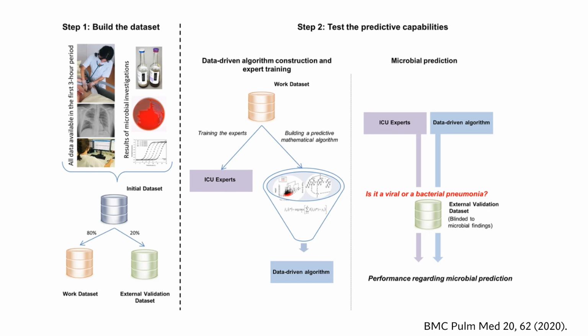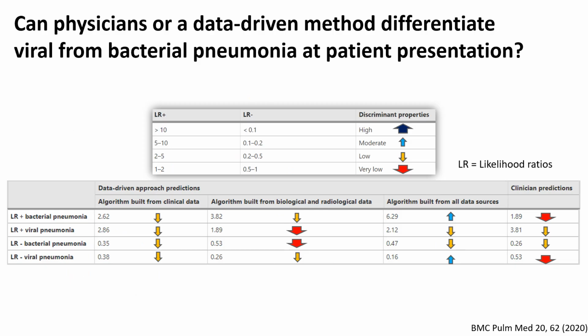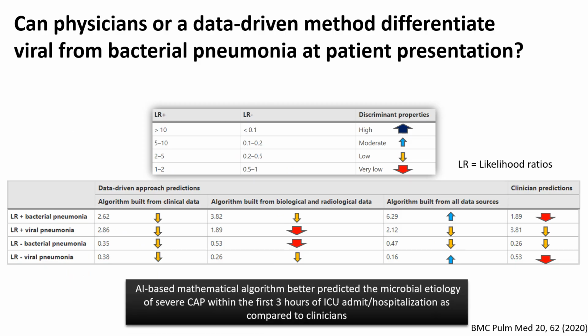And similarly, the information was also provided to this data-driven algorithm, which was an AI-based tool to come up with the same answer, whether that pneumonia is viral or bacterial. So both these arms of the study had their own results, and these results were compared with external validation. The study results were reported in the form of positive and negative likelihood ratio.